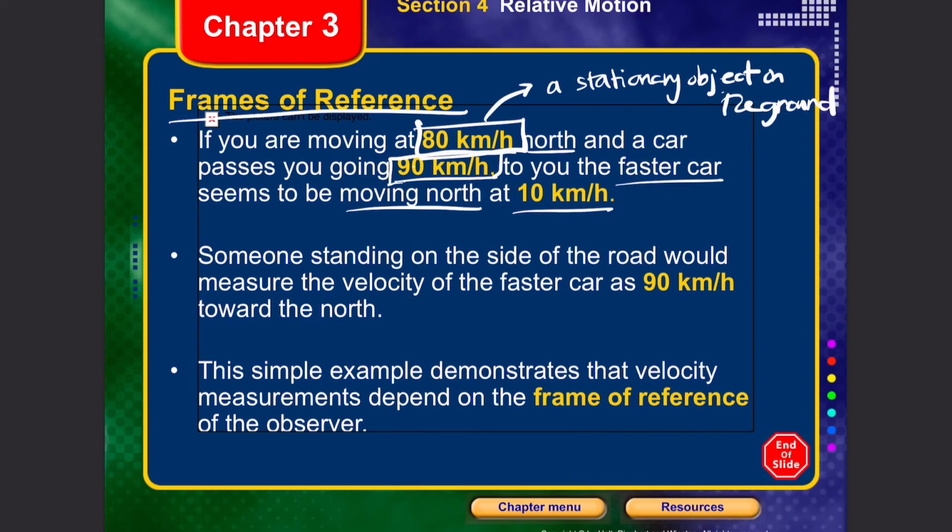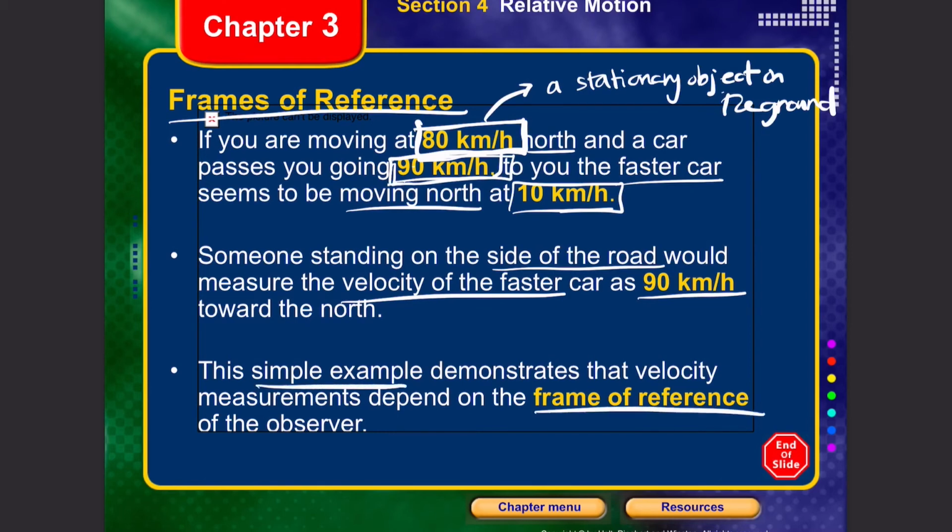With respect to the person traveling at 90 kilometers per hour, you're only traveling 10 kilometers per hour less than him. To you, he's traveling at 10 kilometers per hour more than you. Whenever somebody standing on the side of the road measures the velocity of the faster car, it is 90 kilometers per hour towards the north. But for you, he's traveling only at 10 kilometers per hour. So this simple example is basically the understanding of what a frame of reference means.